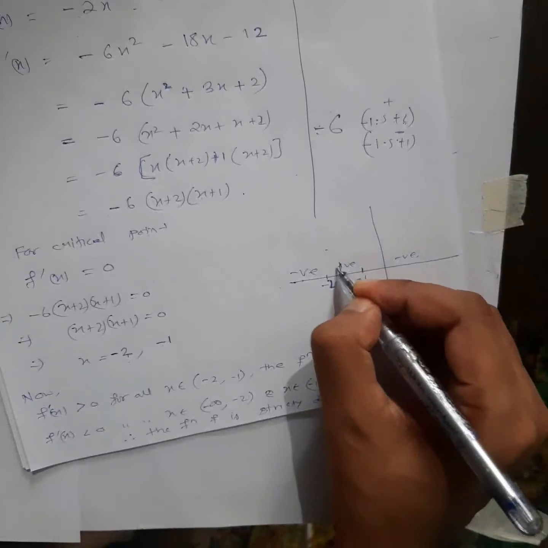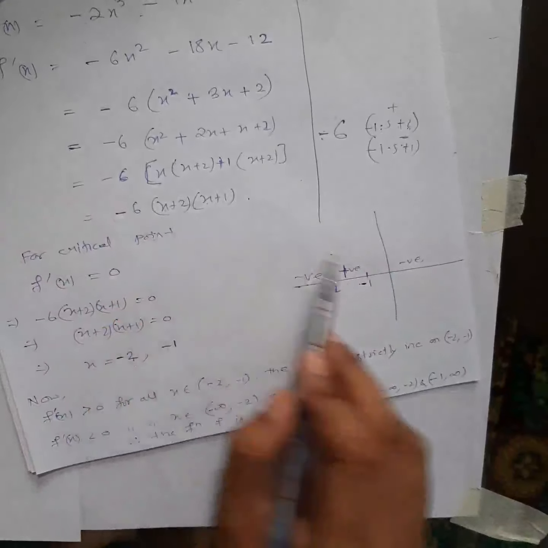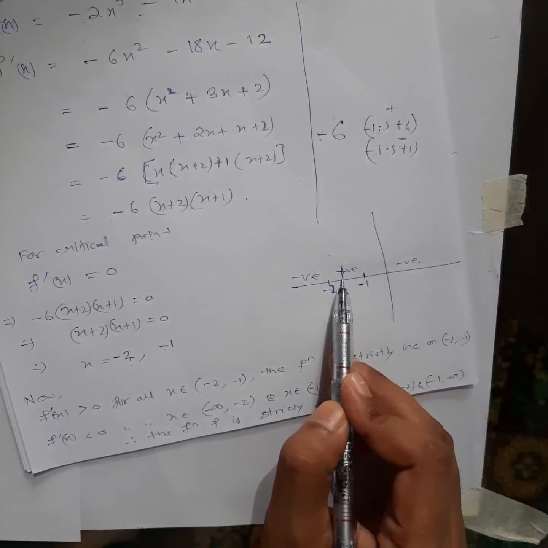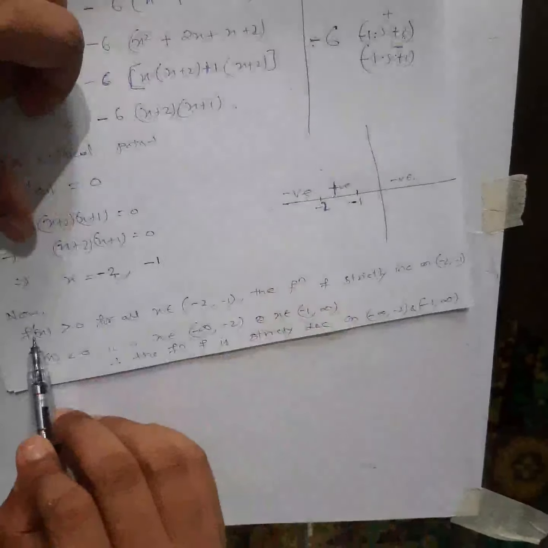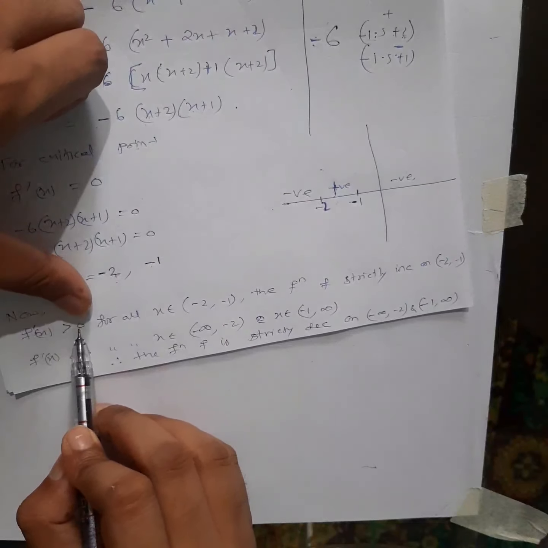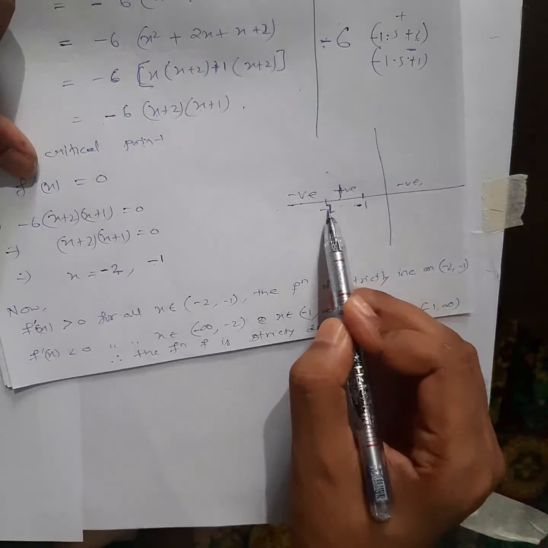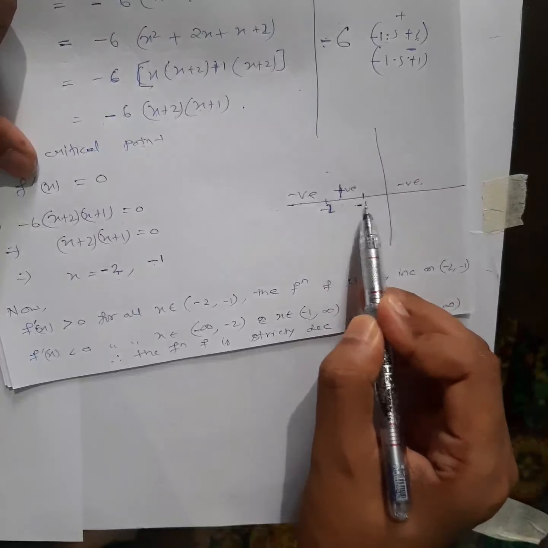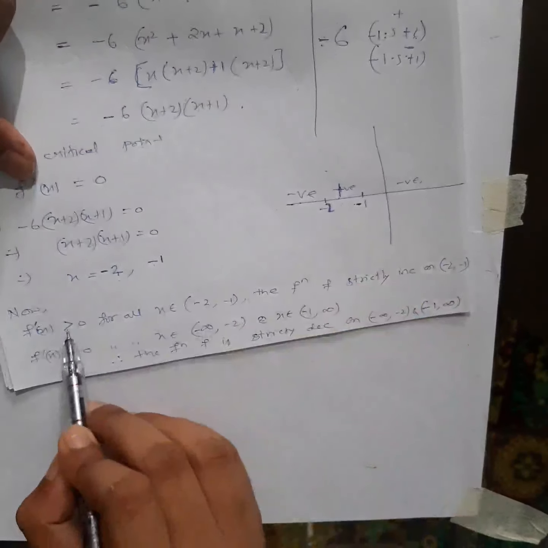So this is positive here. Since it is positive, f dash x is positive, means what? It is increasing here. So the graph will be increasing here. So what we will write: f dash x is greater than 0, means positive, for all x belonging to -2 to infinity. I am not including this one, because if you include it, we know that here f dash x is 0, not greater than 0.